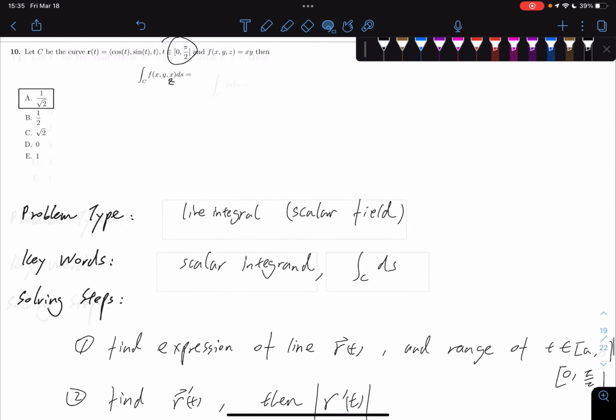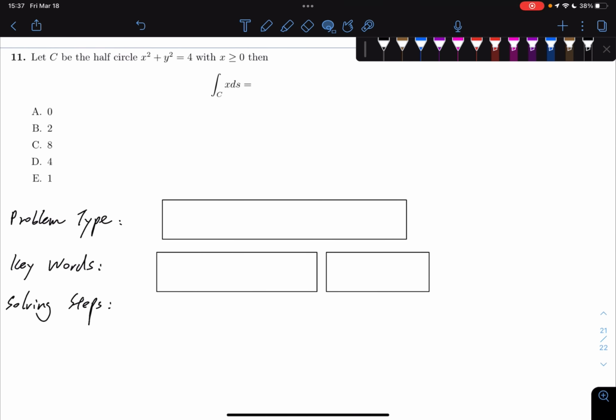All right, question number 11, the final question of the 2019 exam 2. Let C be the half circle x squared plus y squared equals 4 with x greater than 0. Then evaluate this integral. As usual, this is a scalar integrand. x is a scalar, not a vector field, right? So first thing we can tell is that this is a scalar integrand.